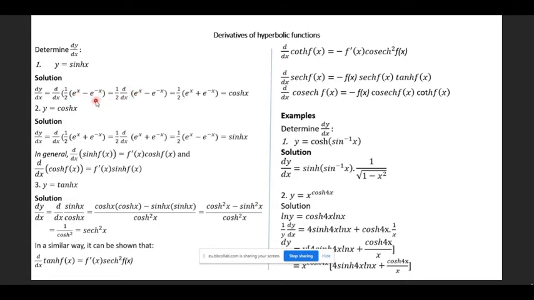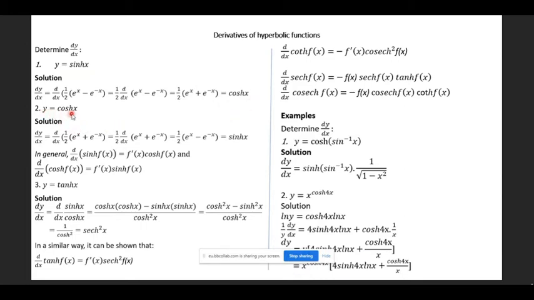The derivative of e to the exponent negative x will be positive e to the exponent negative x, because this negative is going to multiply that other negative, and then this is the definition of hyperbolic cosine. So in other words, the derivative of hyperbolic sine is hyperbolic cosine, which is not very different from what we know from trigonometry, that the derivative of sine is cos.